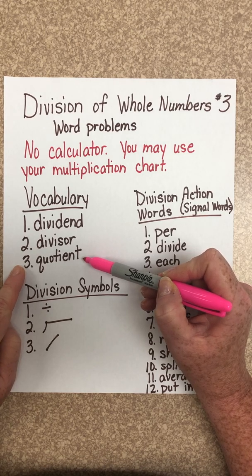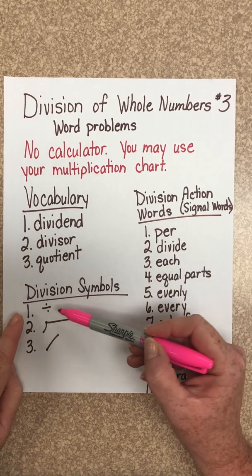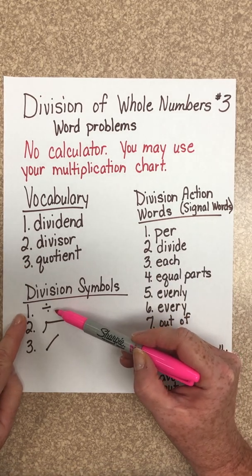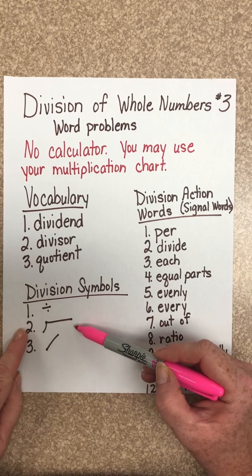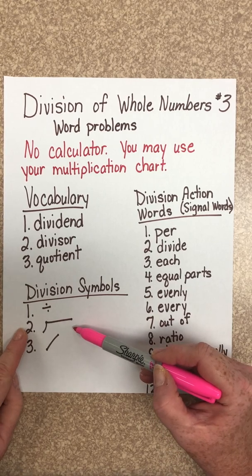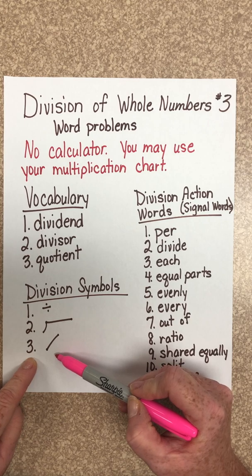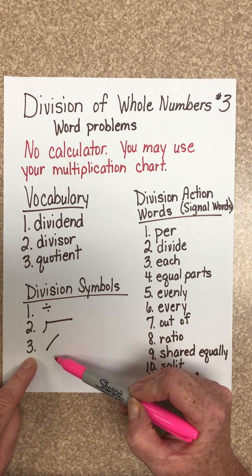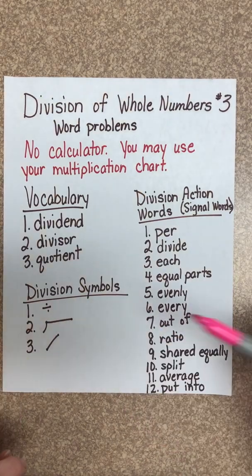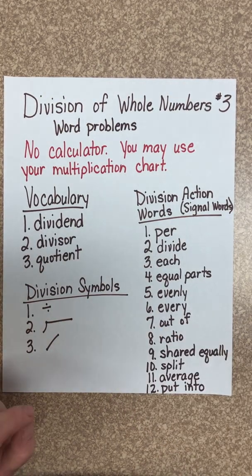We also have some division symbols we need to refer to. We have the traditional division symbol. We have the division symbol used in long division. And we also have the slash, and it is used when we need to work on a computer and we don't have access to these other symbols. Now let's look at some division action words or signal words.